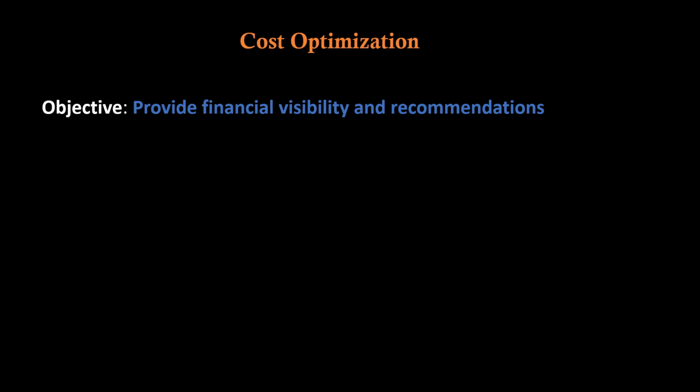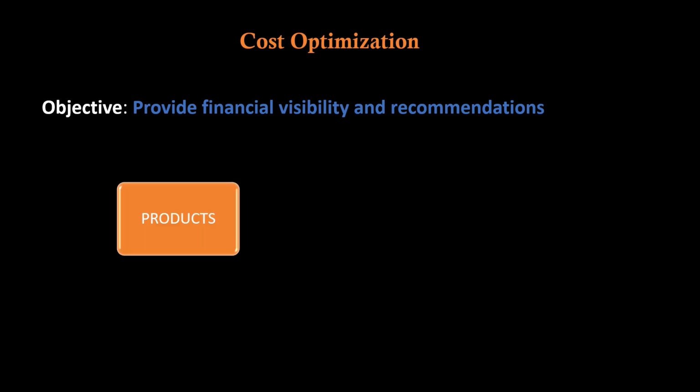The third pillar is cost optimization, and the objective is to provide financial visibility and recommendations. The key points are to focus on proactive cost controls, ensure cross-functional involvement, and drive a cost-conscious culture and awareness through gamification. So the first capability is product, where you use business input for tagging. The second is how you establish tagging compliance, right-sizing strategies, and tagging policy documentation.